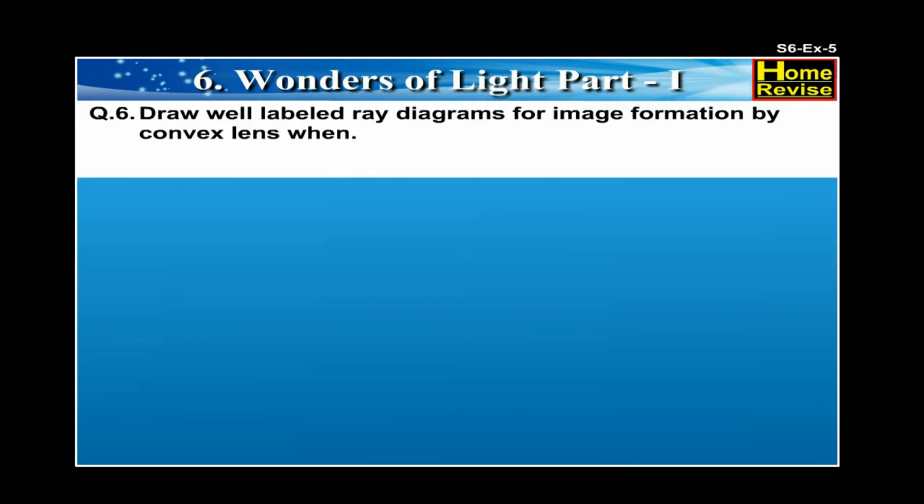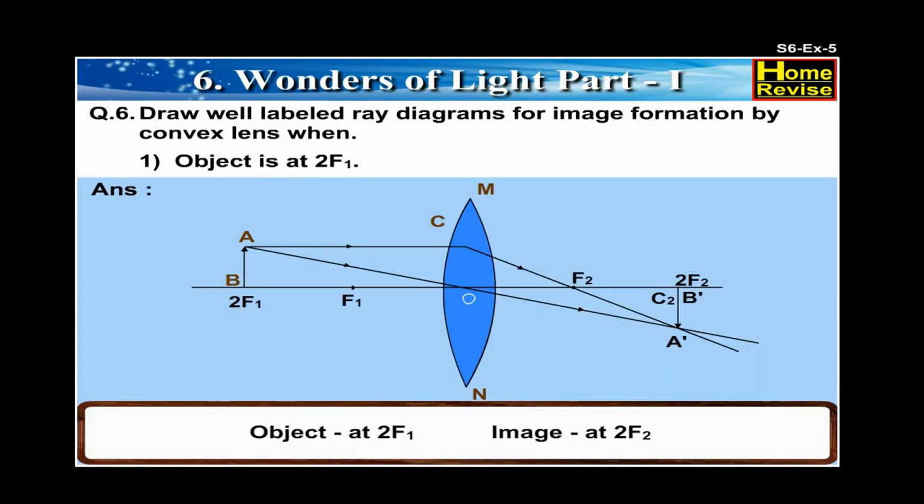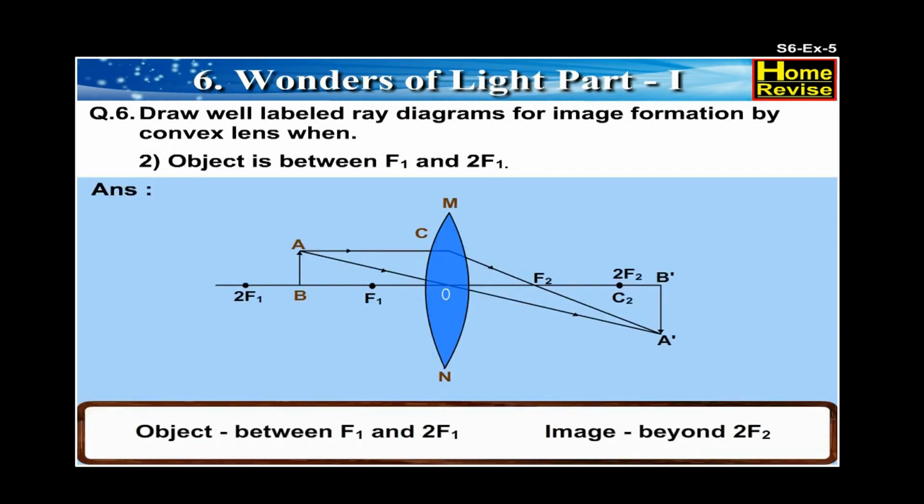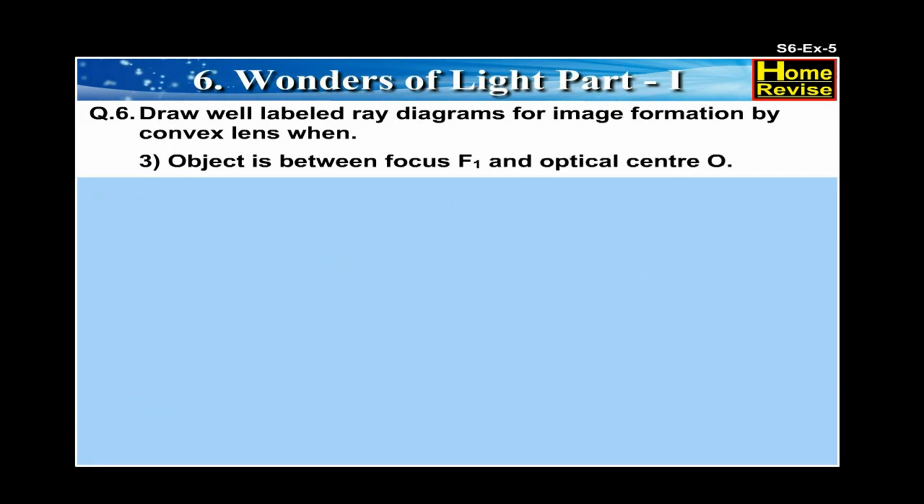Question 6. Draw well-labeled ray diagrams for image formation by a convex lens when 1. Object is at 2F1. Answer, the diagram. 2. Object is between F1 and 2F1. Answer. 3. Object is between focus F1 and optical center O. The answer.